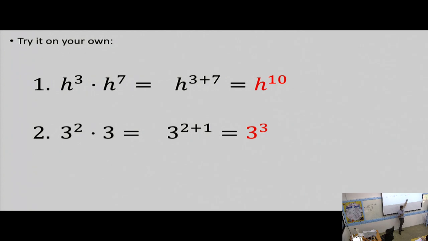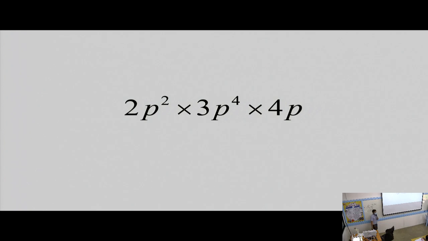This answer will be okay. But if I ask for the value, the answer is 27. Okay? Now let us try this one. 2p to the power of 2 times 3p to the power of 4 times 4p. What do you think is the answer? Anyone who wants to try?